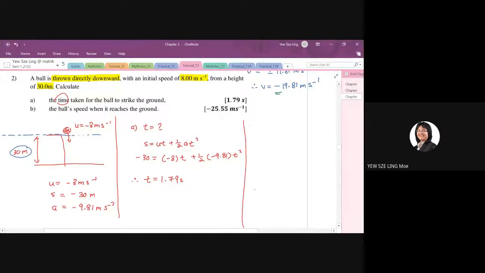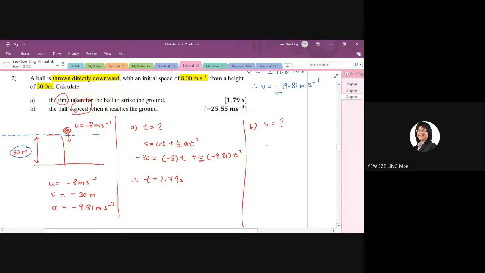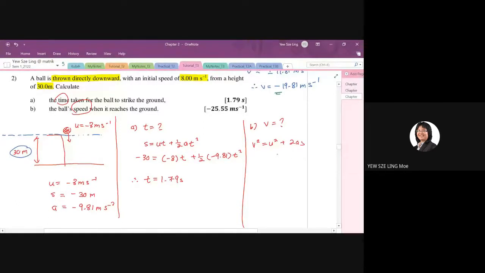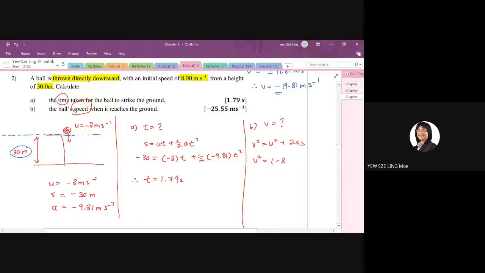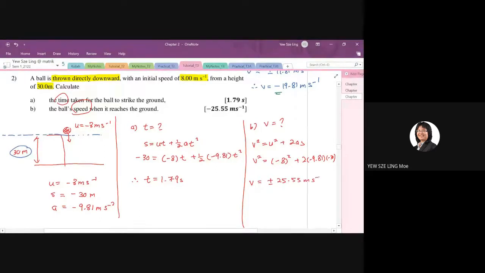So question B, again, asking for speed when it reaches the ground. So again, it's asking for the final velocity just right before it stops. So V is unknown. We have U as given. Again, we're going to use V squared equals U squared plus 2AS. So V squared is then equal to negative X squared plus 2 times negative 9.81 times negative 30. So V, you're going to get plus or minus 25.55 m s^-1 again.